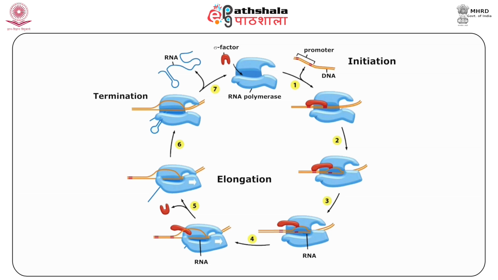Next is elongation. During this process, RNA polymerase adds nucleotides to the 3' end of the growing RNA. It also involves a proofreading mechanism. And lastly is termination. Once the RNA polymerase enzyme reaches the termination site of DNA, then no more nucleotides are added. The RNA chain is released, and at this point, transcription ends.